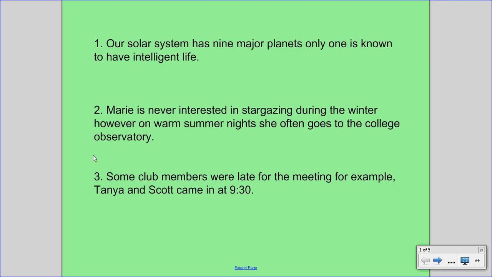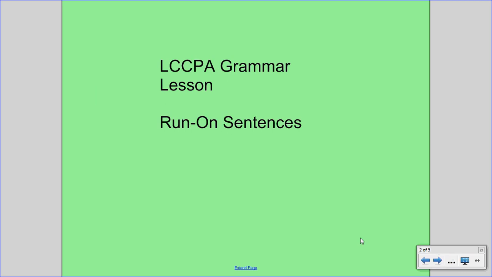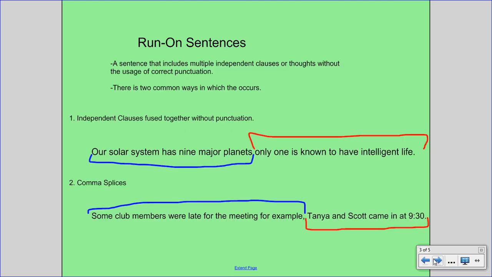Now, if you had read those on your own, you may have thought there isn't anything wrong with them, but hopefully you heard through my reading that there is something wrong with them. And that something is that they're all run-on sentences. So that is going to be our lesson for today: run-on sentences, how to identify them, and also how to correct them. First of all, I want to look at what a run-on sentence is.